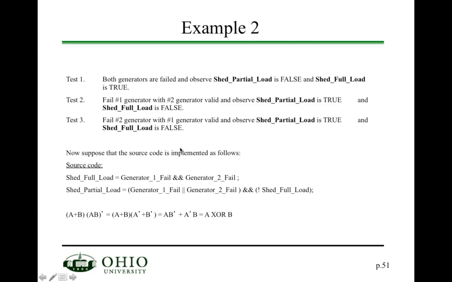Now, another way someone could implement this is to take the requirement we had before and implement the source code slightly differently. Again, he took generator full load, generator 1 fail, and generator 2 fail, but now somebody implements this exclusive OR differently. It has generator 1 fail or generator 2 fail and not shed full load. And of course, shed full load would be the AND. If you do the Boolean reduction, this will turn into A exclusive OR B, like we had before. It's just a different source code implementation.